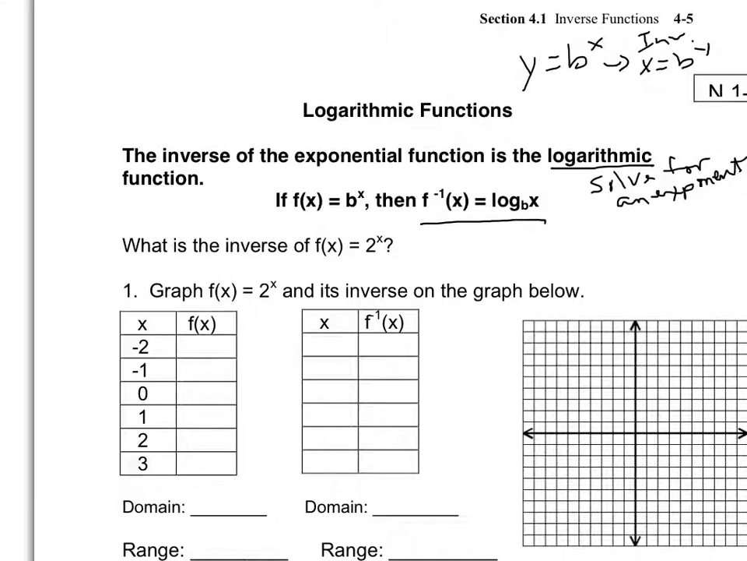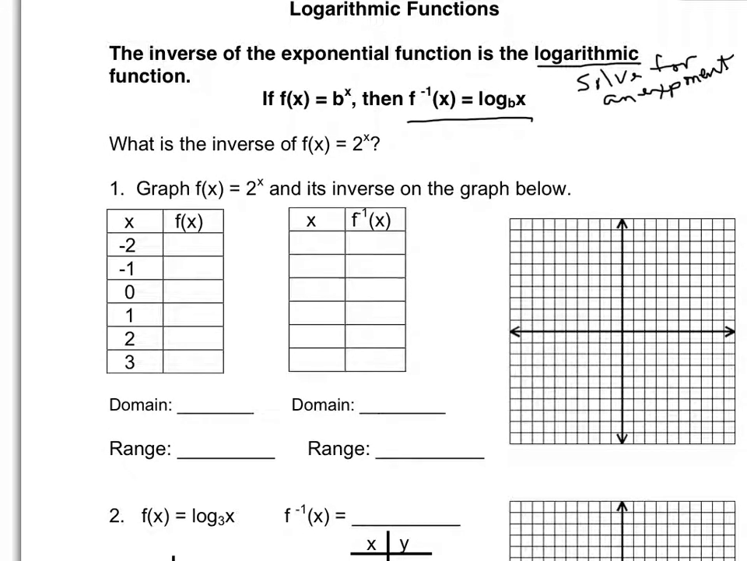Now, in order to help us out, if I were to look for the inverse of f of x equals 2 to the x, one way I could do it is I could actually plug into a table, get the graph of that exponential function, and then I'm going to switch the x and the y values. So let's do that real quickly. I just want you to see how this works.